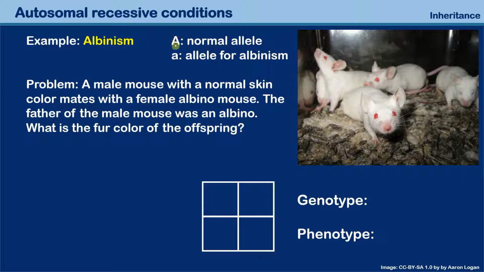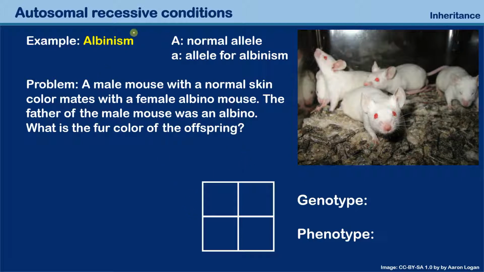Over here I'm going to use capital A for the normal allele. Now thinking about it, I probably should have used capital N for normal, but it does not matter because I defined the alleles over here. And a lowercase a for the allele for albinism. And over here I have the genetics crossing problem. And I'm going to now have a look at the parents so that I can make a cross over here.